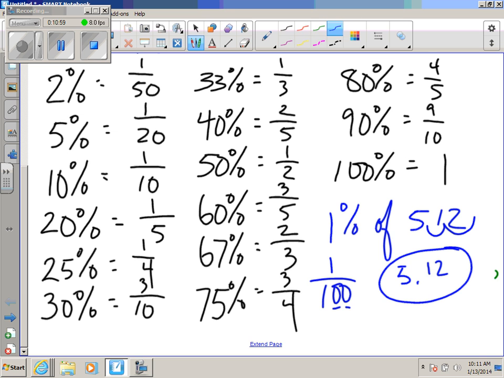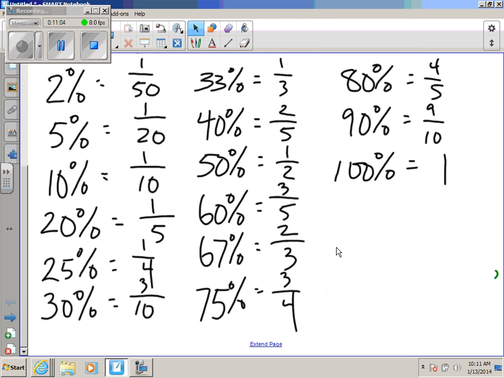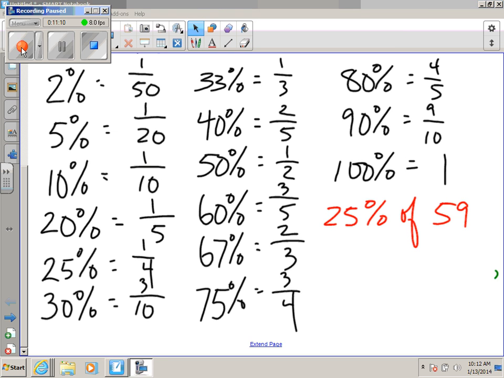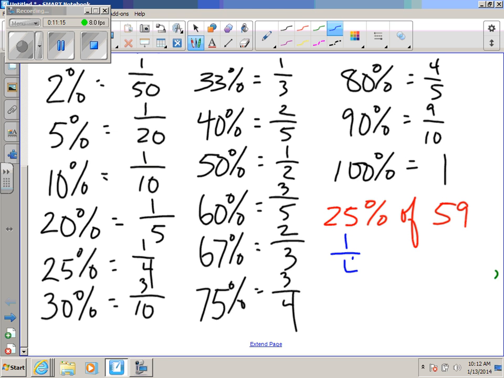25% of 59. You try this one. 25% of 59. Fraction. 25%. 1/4. Number closest to 59 divisible by 4. 60. 1/4 of 60. 60 divided by 4 then is what? How many 15s? There it is. Good?